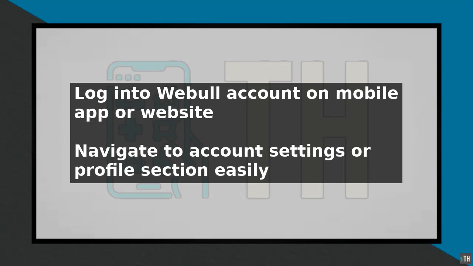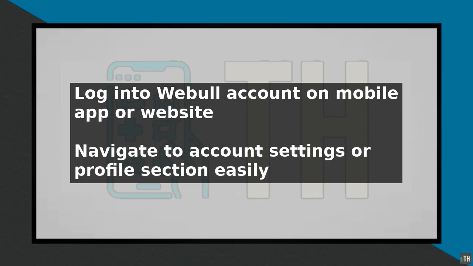To turn on margin in Webull, start by logging into your Webull account on the mobile app or website. Once you are logged in, navigate to the account settings or profile section. This is usually represented by an icon with your profile picture or initials.